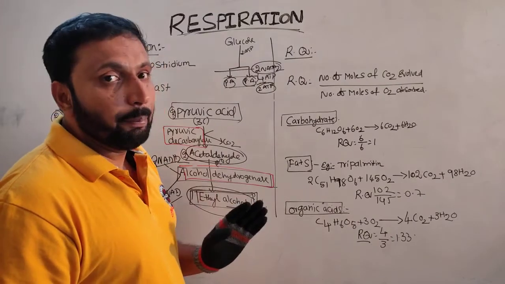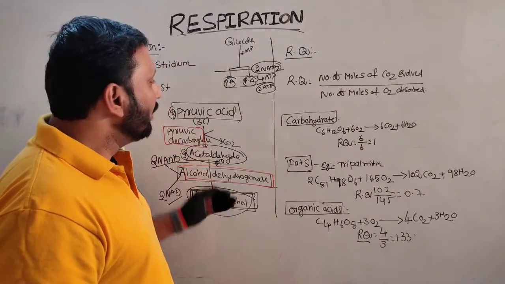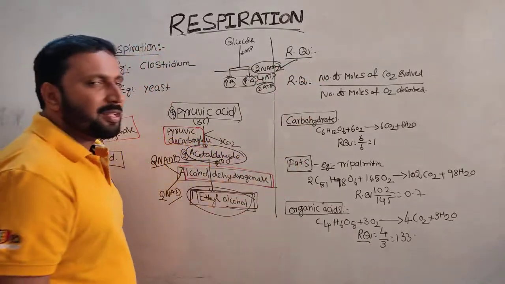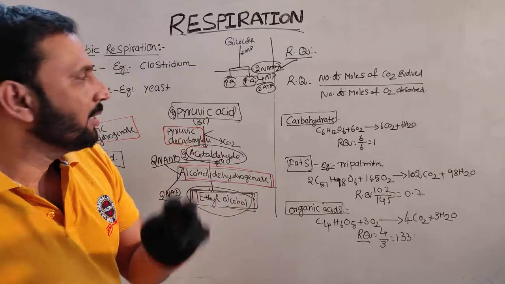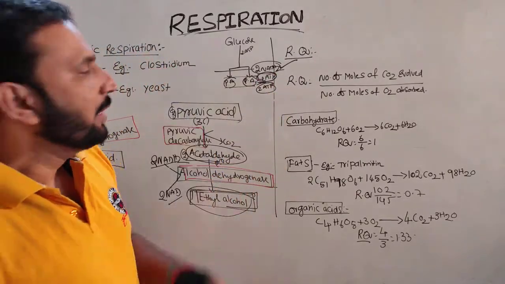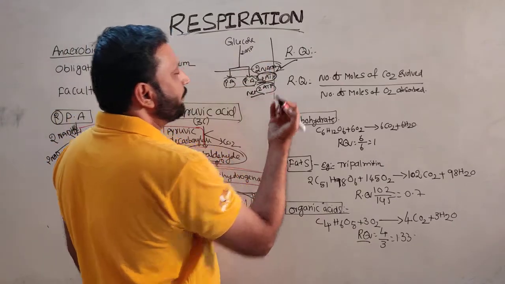So here, very important, when glucose is converted into ethyl alcohol, observe the result. In glycolysis, how many NADH2s are synthesized? Two NADH2s. How many ATPs are synthesized? Four. Of that four, two are consumed. So the net is 2 ATP.